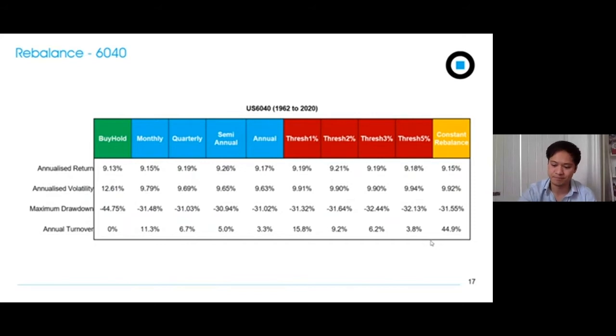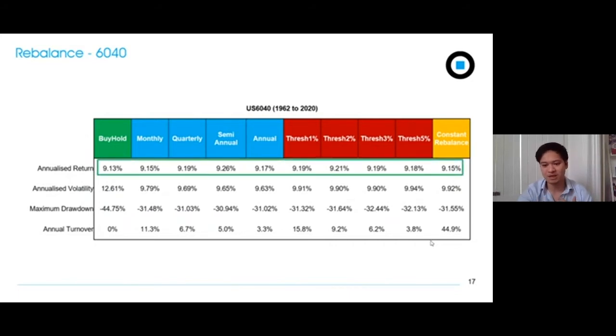Now, the first thing to highlight is that returns over the last 60 years have been essentially the same for all of these portfolios. So this big picture comparison shows that the choice of rebalancing strategy hasn't made a difference from a pure return perspective.